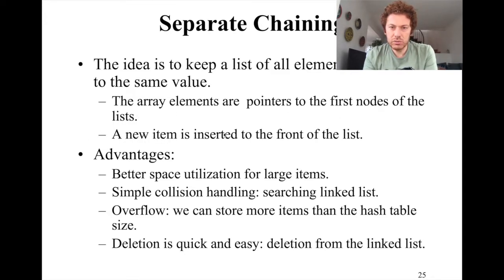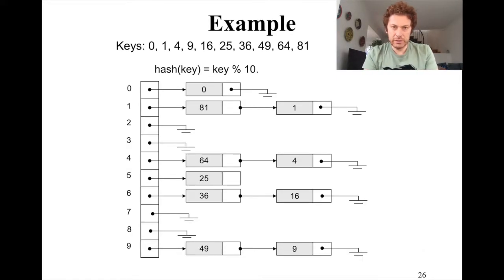Then a new item is inserted to the front of the linked list. Again, front of the linked list, it's a constant time insertion, just insert after the head. Advantage is better space utilization for large items, and simple collision handling, we will just search the linked list, and again there will be linked list operations basically. Let me show the idea clearly. If these are my keys and I select key mod table size, which is 10.